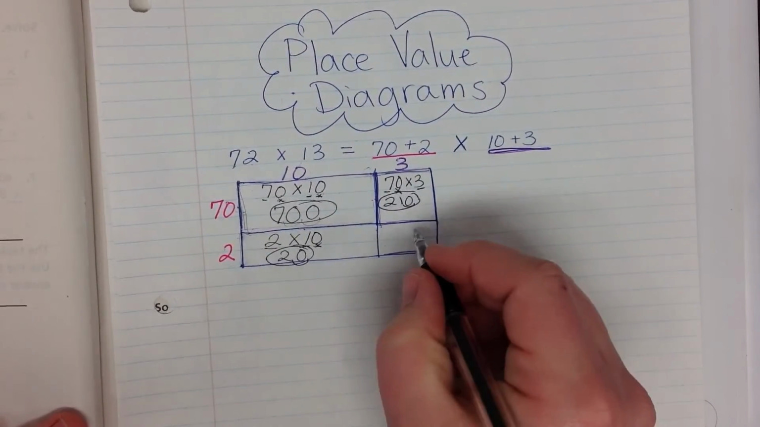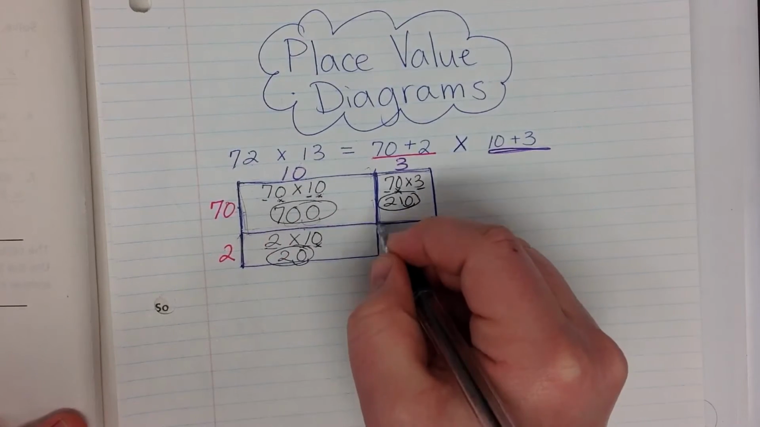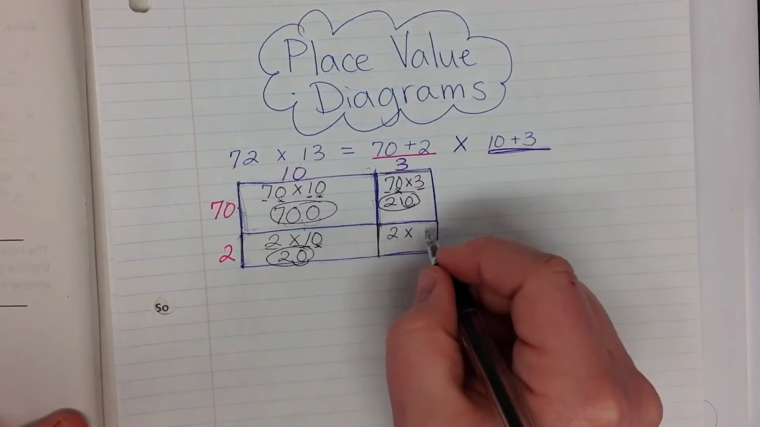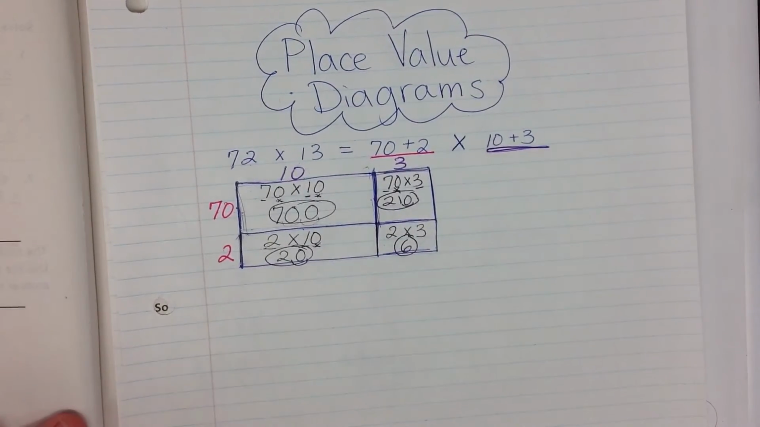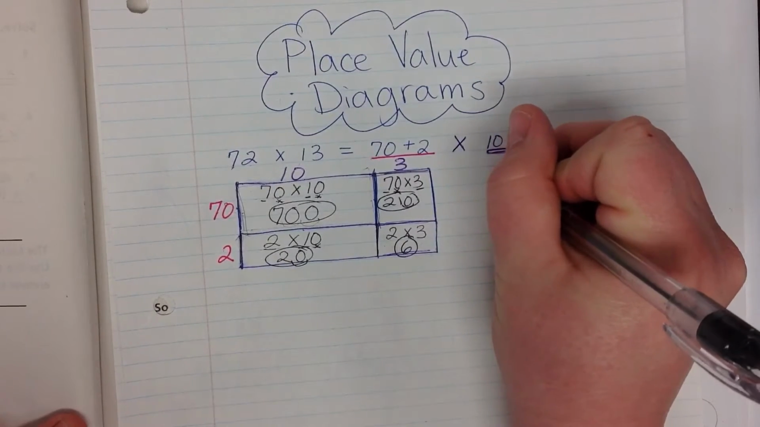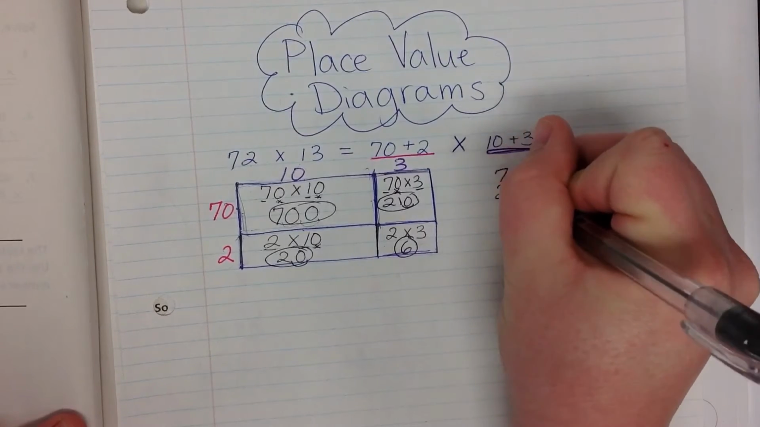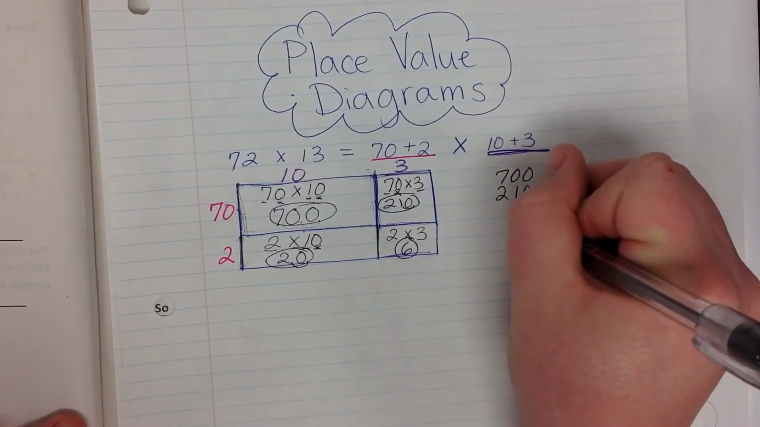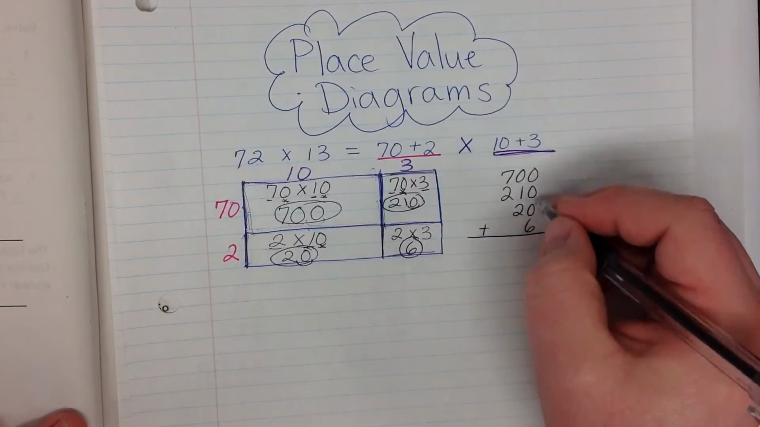And then our last box here, box 4, we have 2, because if this is 2, then this is also 2. So we have 2 times, and if this is 3, this is also 3, so 3. And 2 times 3 is 6. And the last step we have to do, just like in the traditional way, is to add everything together. And again, just like I mentioned in class, I like to write it all in from highest to lowest, just to kind of keep things organized, but it doesn't really matter in what order we add them.